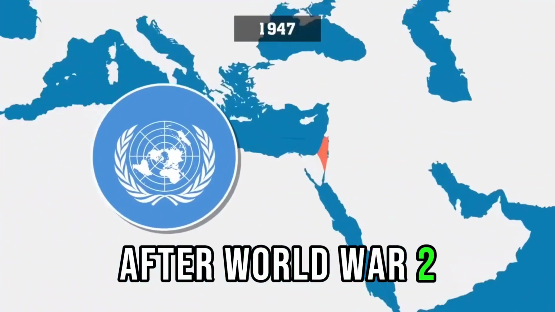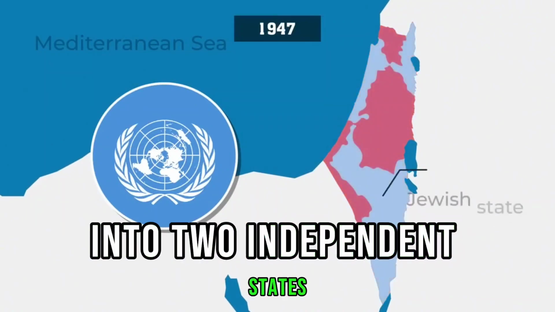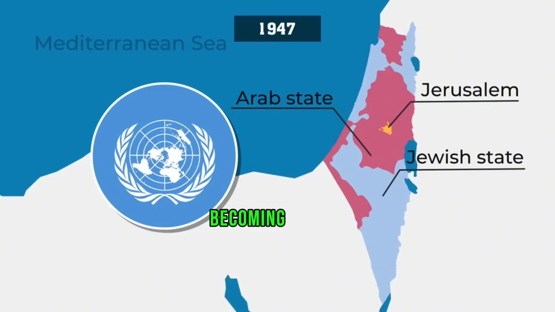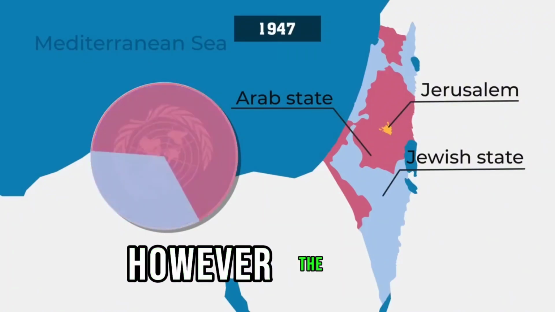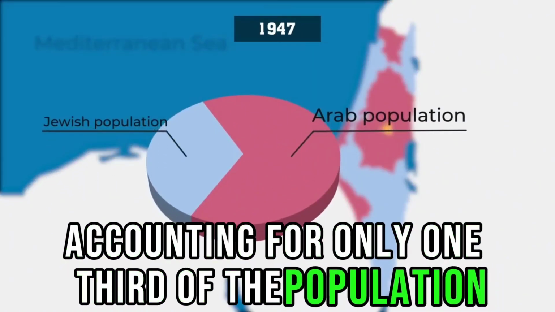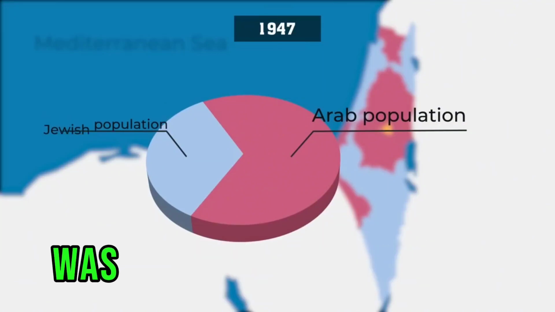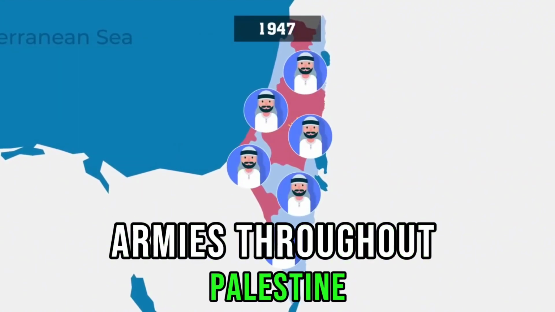After World War II, the UN proposed a plan to partition Palestine into two independent states, a Jewish state and an Arab state, with the city of Jerusalem becoming an international zone with a special status. However, the plan, according to which the Jews, accounting for only one third of the population, were granted more territory, 56.5% of the land, was rejected by the Arabs. They began to form volunteer armies throughout Palestine.